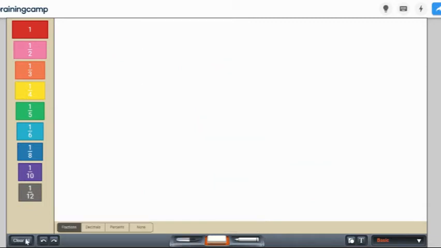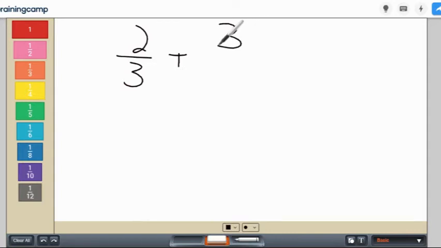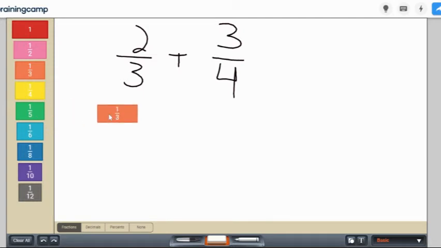So let's try 2/3 plus 3/4. Again, we're going to approach this problem the same way. So we're going to build 2/3. So 1, 2, and then 3/4. 1, 2, 3. Hopefully they realize we can't add these fractions together because they are not the same size. So we need equivalent fractions.